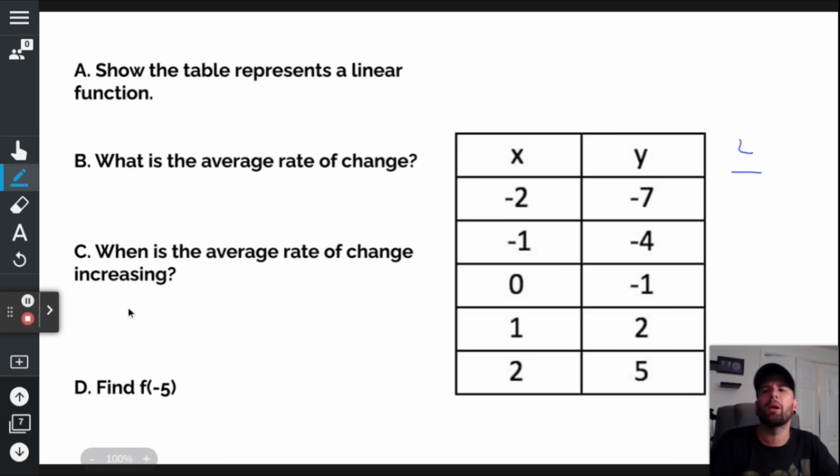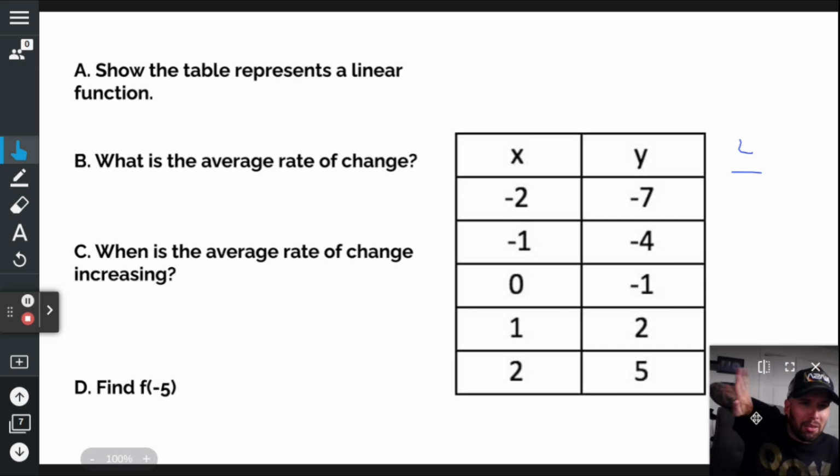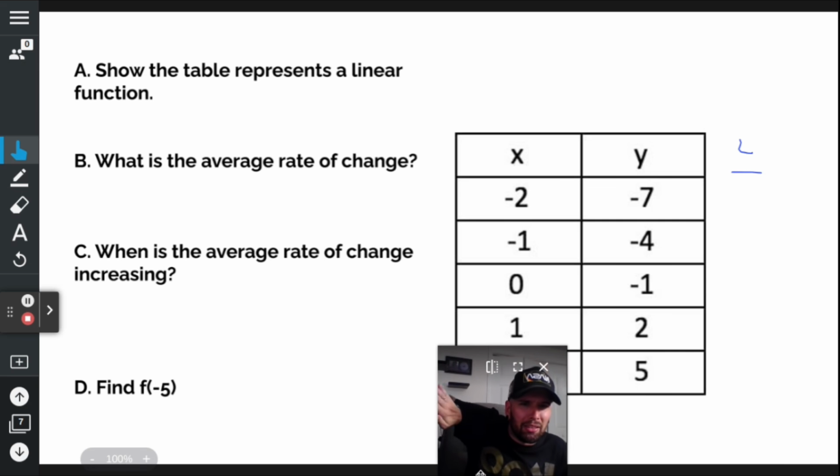Oh, my face. I have to move it. Oh, wait, almost there.